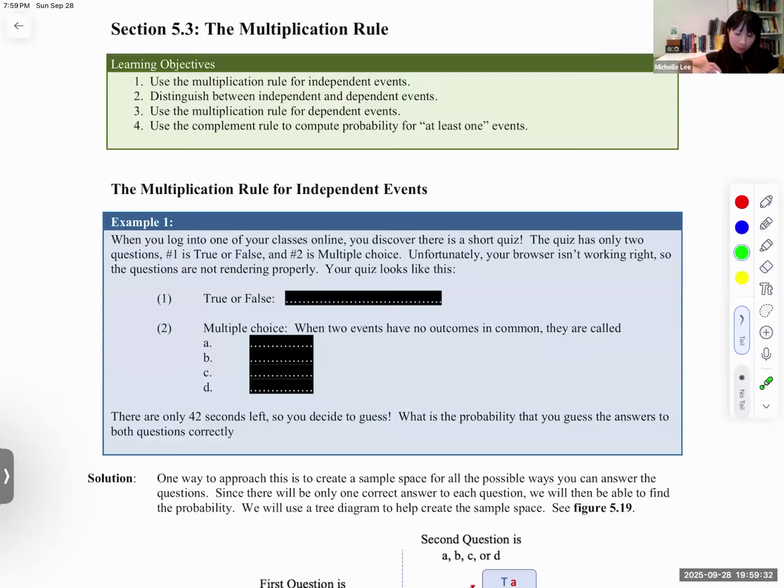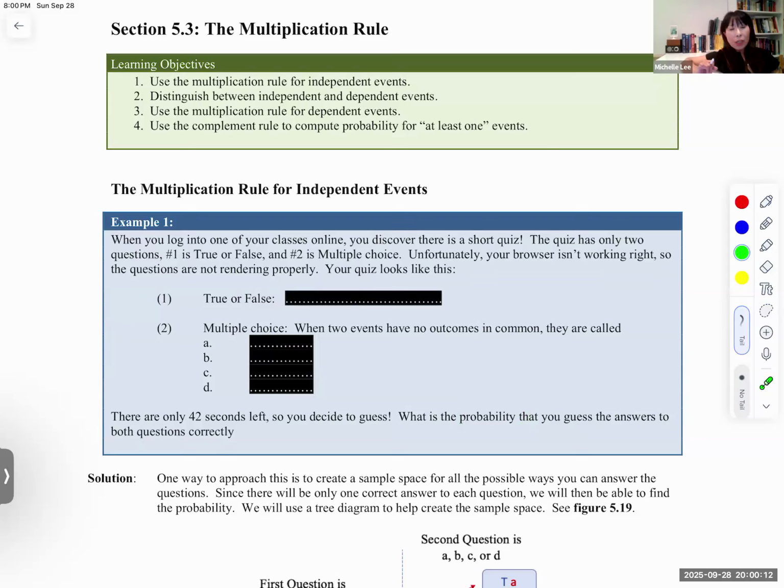Okay, so let's take a look at this example. You have an online course. Question number 1 is true or false. Number 2 is multiple choice. What is the probability that you get the right answer on true-false and multiple choice, because you cannot see anything, because your browser is not working? So what is the probability that you guess the answer to both questions correctly, right?